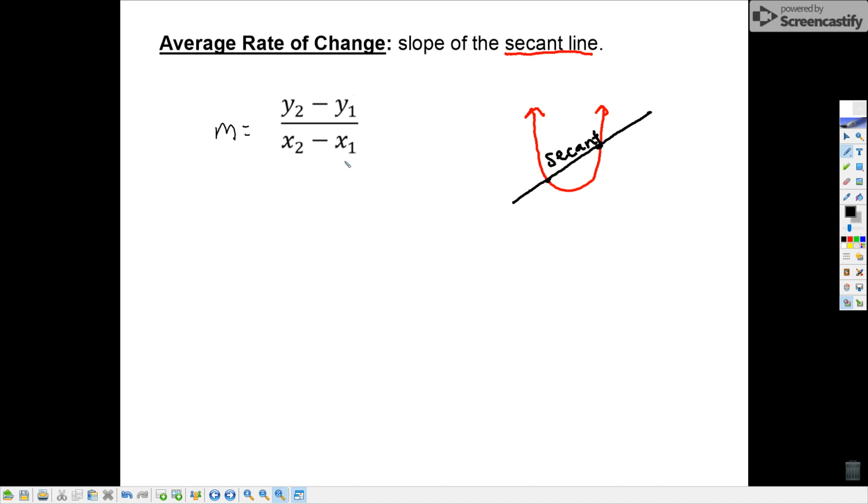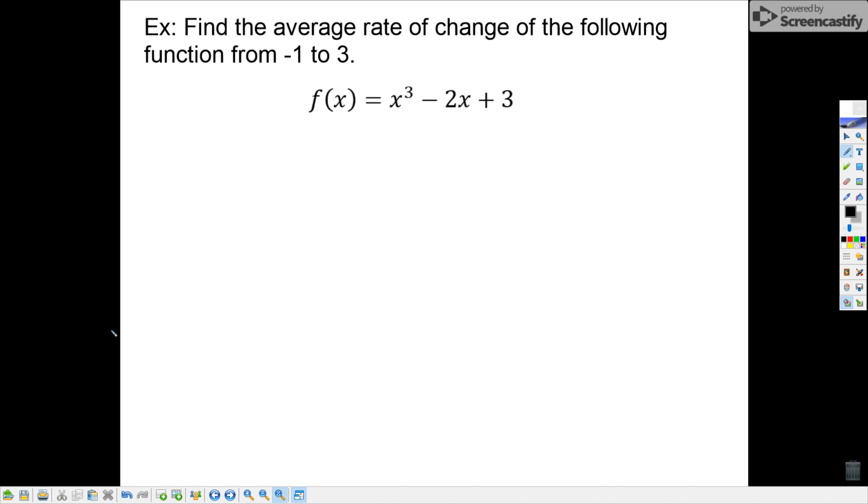Now, slope between two coordinates, this is the formula for slope between two coordinates. So if I ever ask you to find the average rate of change, that's all you're doing. You're finding the slope. So here's an example problem. We're finding the average rate of change, or the slope of that secant line, from -1 to 3 of this function. Okay, the two numbers they give you are the x values.